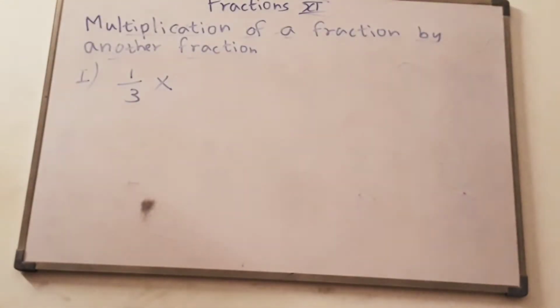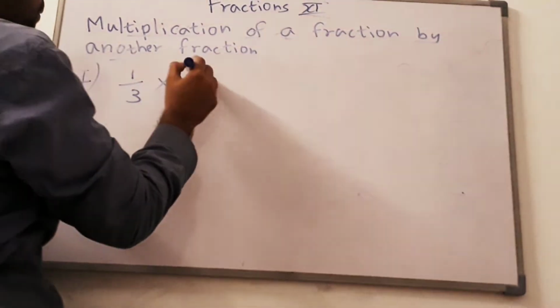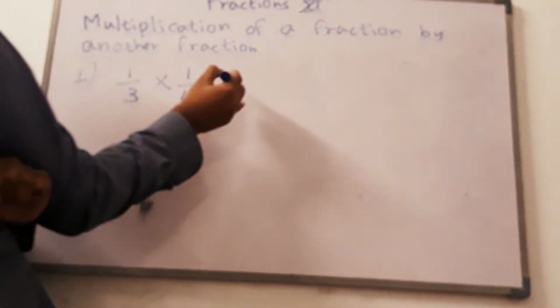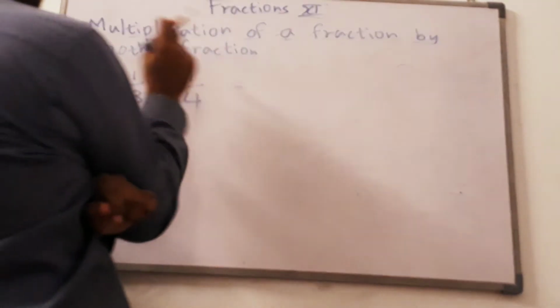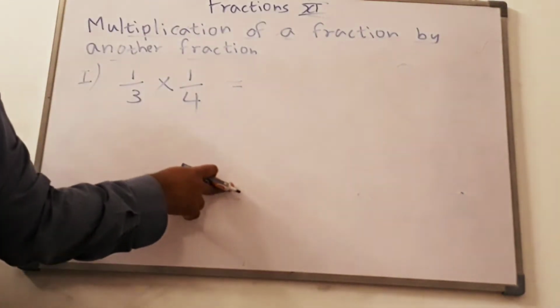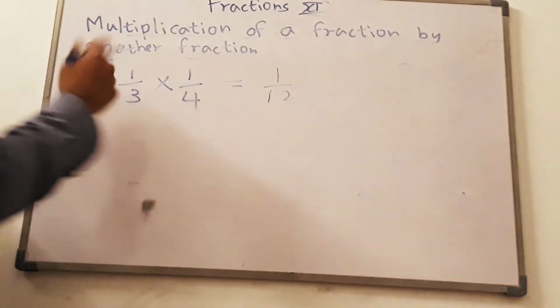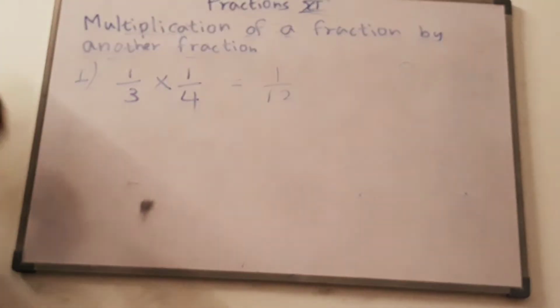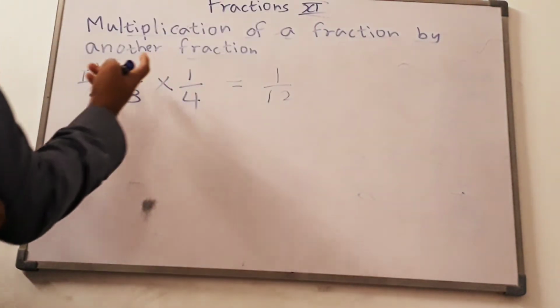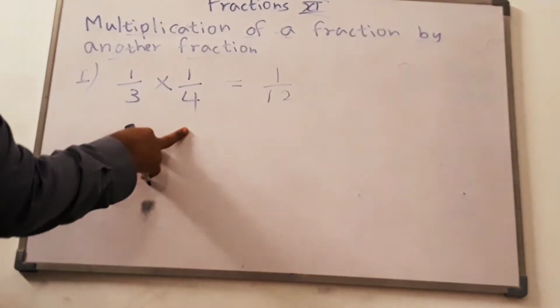Suppose you are given 1/3 times 1/4. What we have to do is multiply numerators and denominators separately here. So it will be 1 times 1, 1, 3 times 4, 12. Normally in addition or subtraction we try common denominator. But here in multiplication we don't try common denominator. We straight away multiply numerators as well as the denominators. So 1 times 1, 1, 3 times 4, 12.